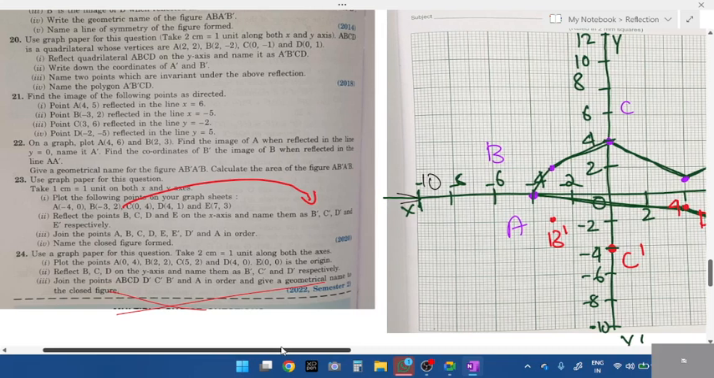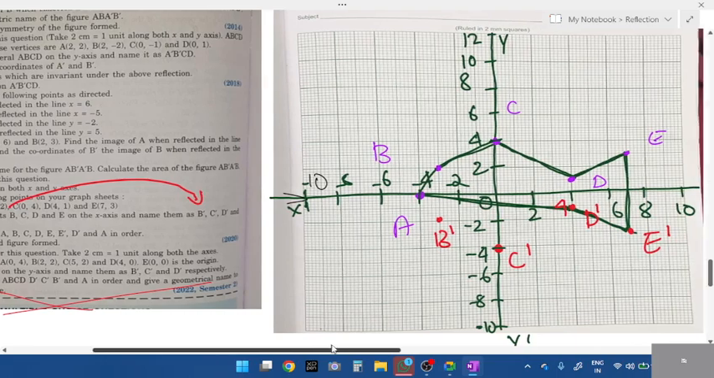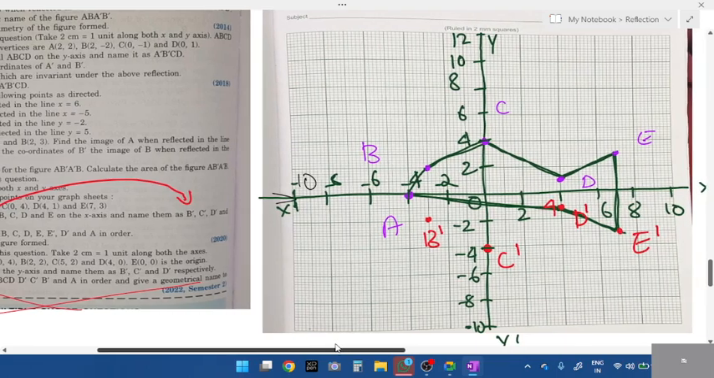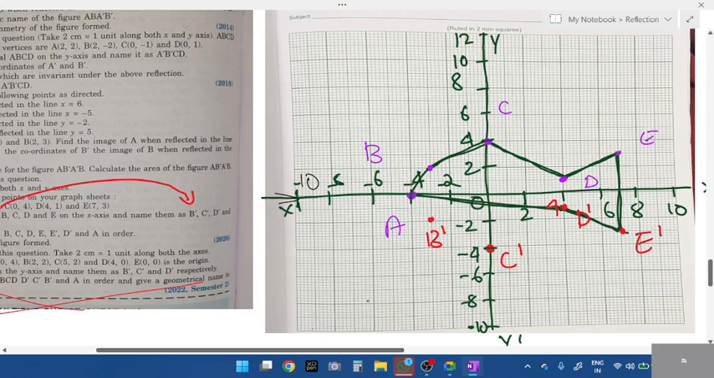Yeah, there is a problem here. The problem with the diagram. It has to be A dash. I think A dash. How is it possible? What kind of figure did you all get? Similar to this?